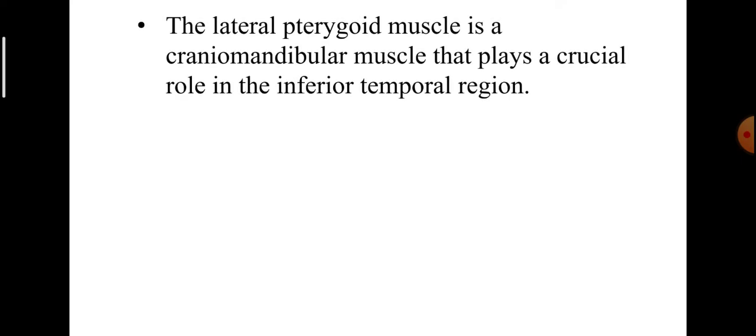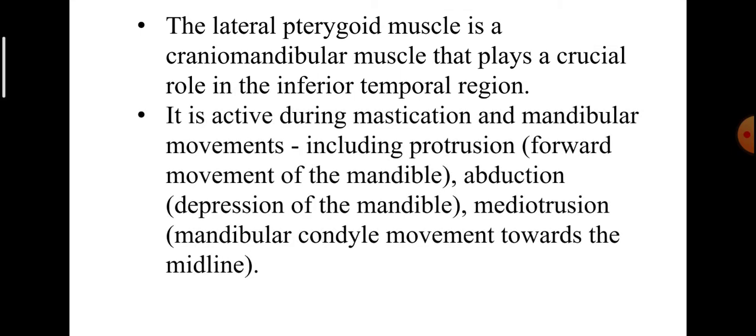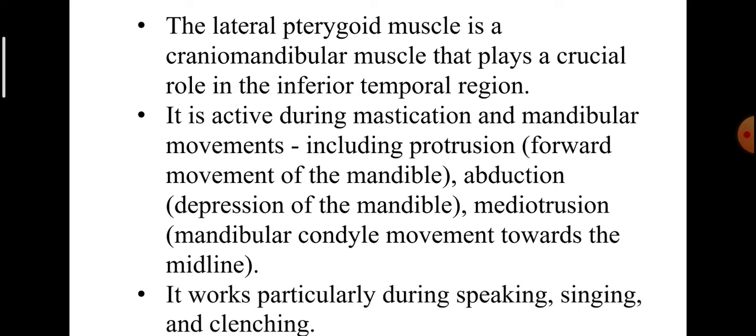The lateral pterygoid is a craniomandibular muscle that plays a crucial role in the inferior temporal region. It is active during mastication and mandibular movements, including protrusion, which is forward movement of the mandible, abduction, which is depression of the mandible, mediotrusion, which is the mandibular condyle movement towards the midline. And it works particularly during speaking, singing, and clenching.